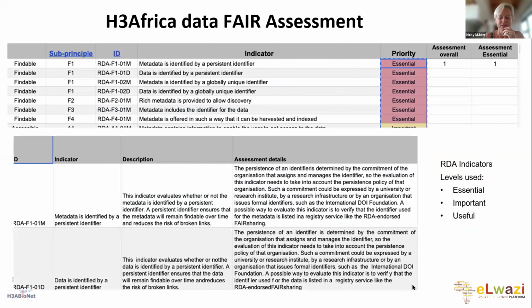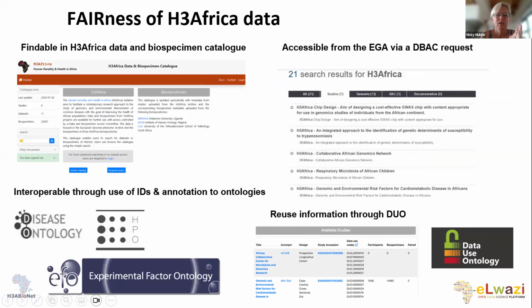So in terms of the H3Africa data, we actually used the RDA indicators to determine whether our data sets were FAIR. So we were doing kind of an assessment of all our components, even though we were focused the whole time on being FAIR. And it was in fact at that point in the second round of funding, a requirement from the funder to be FAIR. And so we used these RDA indicators, which have these different priority levels, so essential, important, or useful. And we made the data FAIR by making it, first of all, findable in a data and biospecimen catalog. So we put the metadata into a catalog so that anybody around the world could find this and then actually access the data.